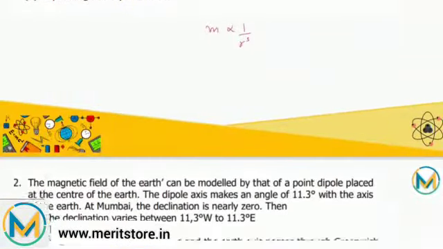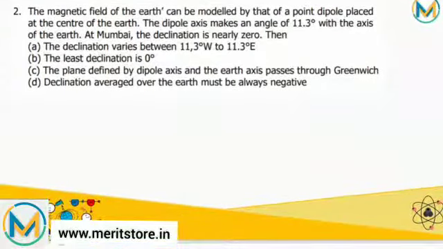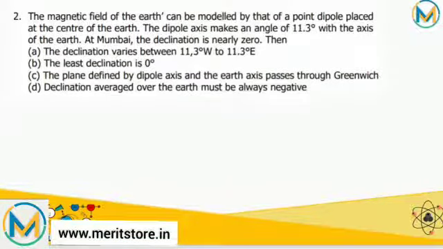Looking towards the next question: the magnetic field of the earth can be modeled by that of a point dipole placed at the center of the earth. The dipole axis makes an angle of 11.3 degrees with the axis of the earth. At Mumbai, the declination is nearly zero.